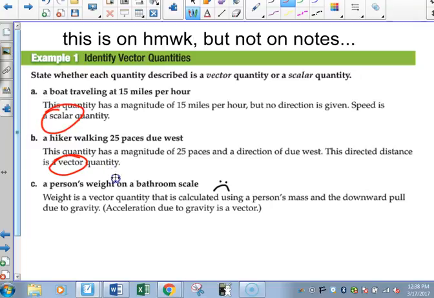Everybody all right? This is the one that I would not put on a test or quiz because I'd get it wrong. It says a person's weight on a bathroom scale. It is considered a vector because weight is due to the force of gravity, which is downward pull. I would have gotten that wrong in a heartbeat. So that will not be on a quiz, okay?